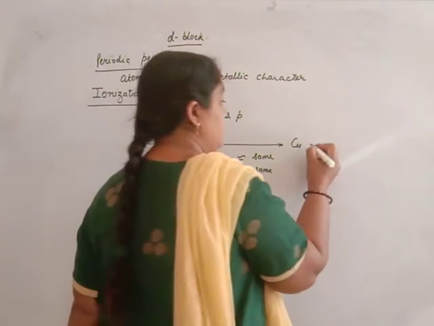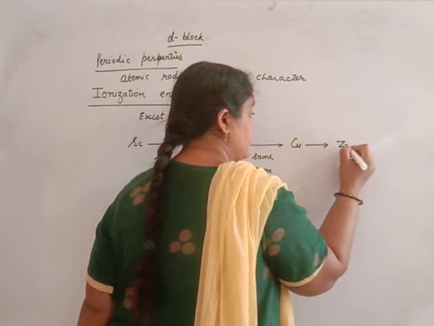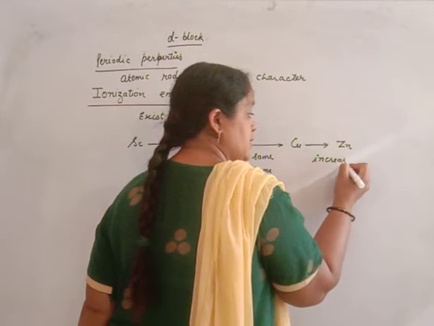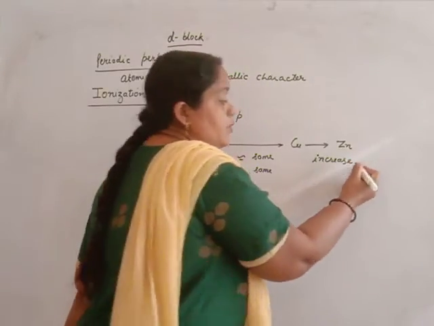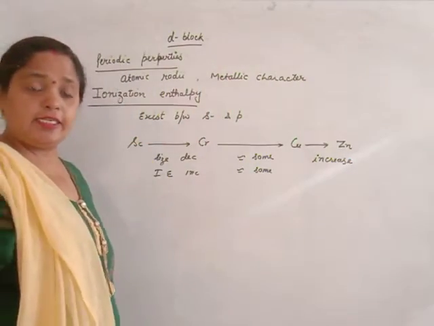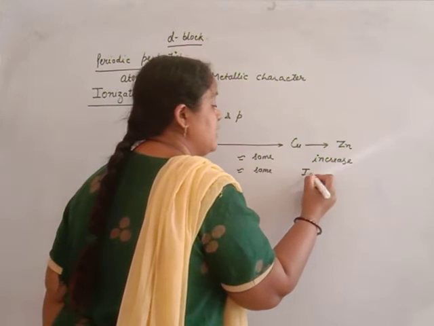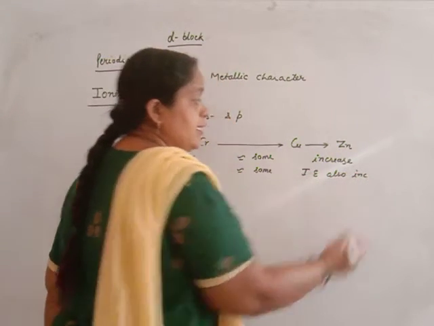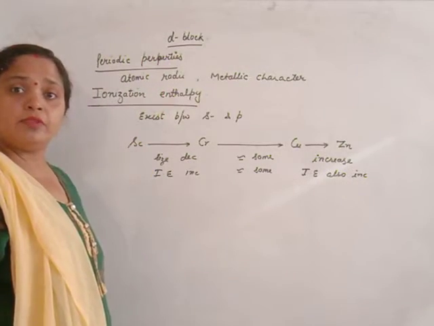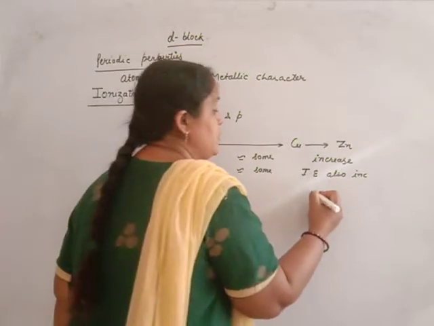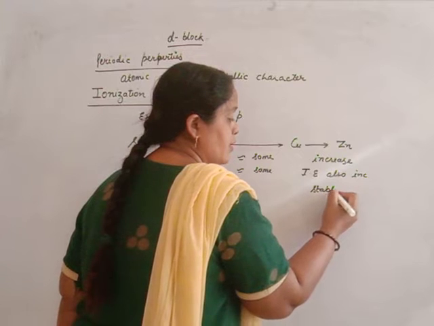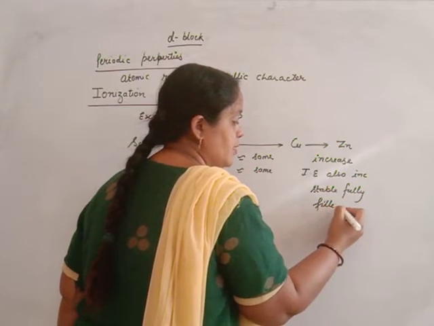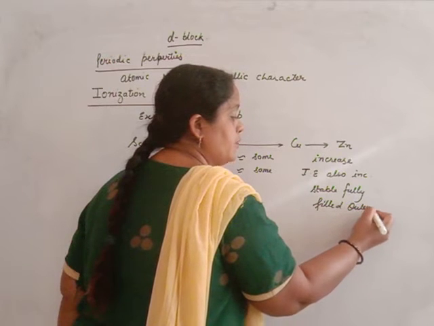But as we move from copper to zinc, atomic size increases. According to the rule, ionization energy should decrease, but here ionization energy also increases. Why does ionization energy increase from copper to zinc? The reason is the stable, fully filled outermost electronic configuration.